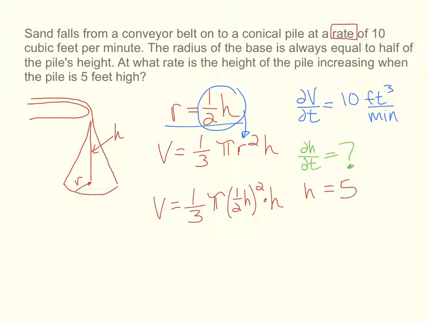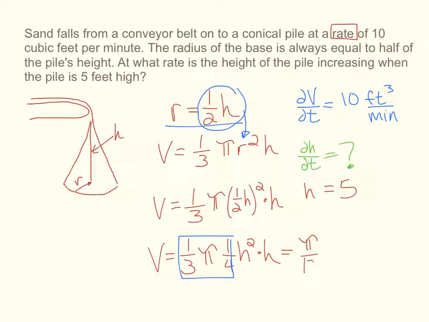So now it looks like we can simplify this thing and take the derivative in order to find dh dt. If we square this quantity, we get 1/4 h squared. And if we simplify this even further, we can combine these three terms into pi over 12, and we can combine these h's into h cubed.